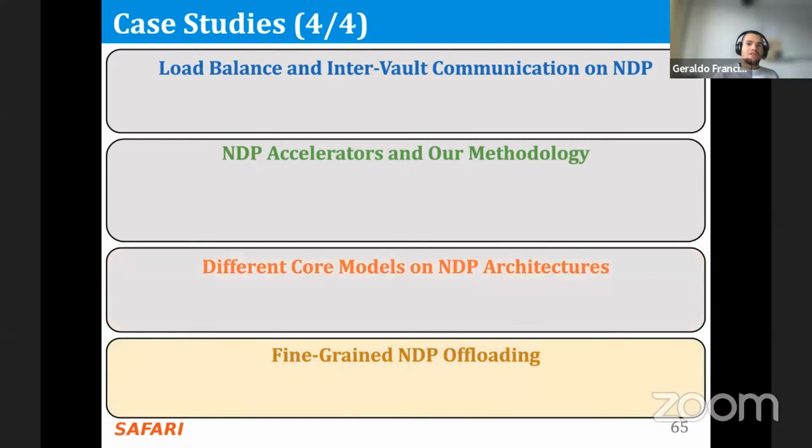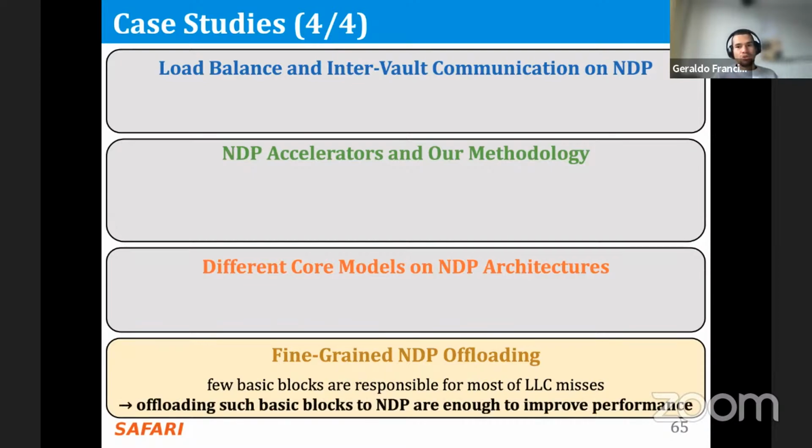In the fourth case study, we evaluate the benefits of offloading small portions of code, for example, a basic block, to an NDP system, which simplifies the design of the NDP core. We observed that for many applications, a small percentage of basic blocks is responsible for most of the last level cache misses. By offloading these basic blocks to our NDP core, we observe a performance improvement of up to 1.25 times that of the baseline system. We believe that DAMOV can be used to identify simple NDP structures that can enable building efficient NDP systems in the future.